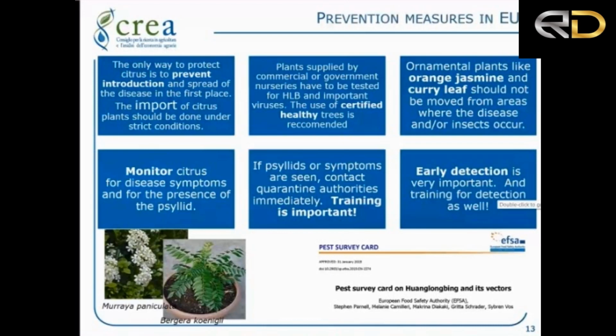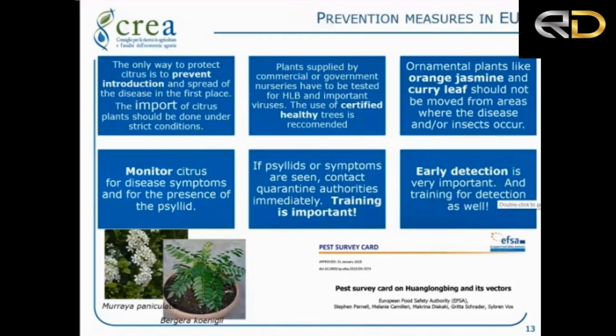Much attention also has to be paid to ornamental plants like orange jasmine and curry leaf, which could be moved from areas where the disease or the insect still occur.